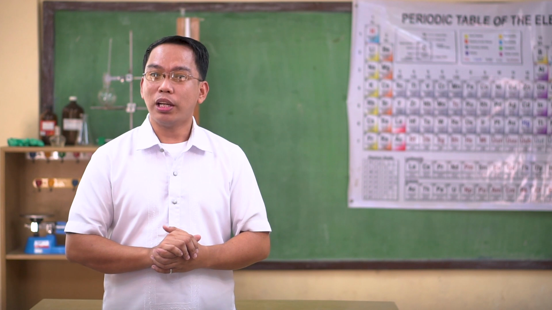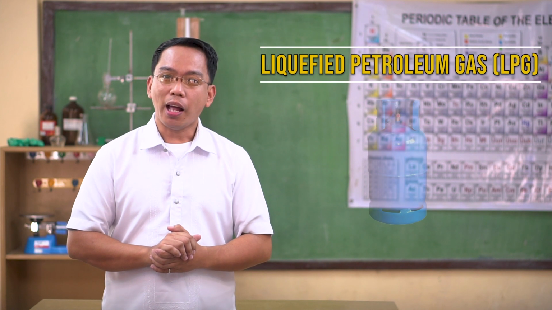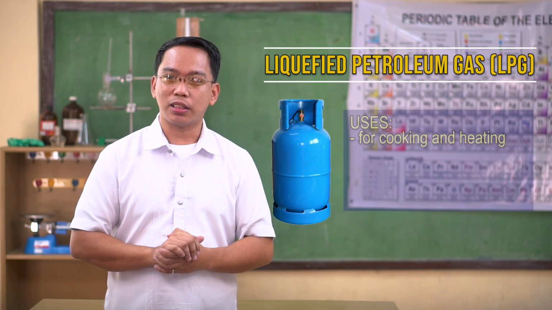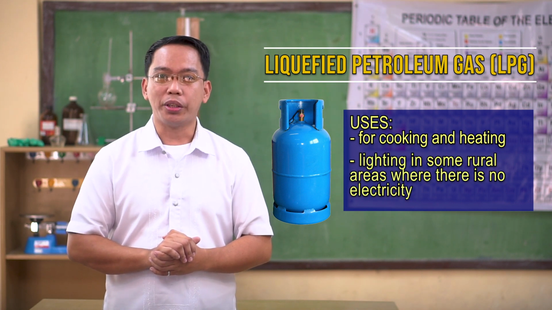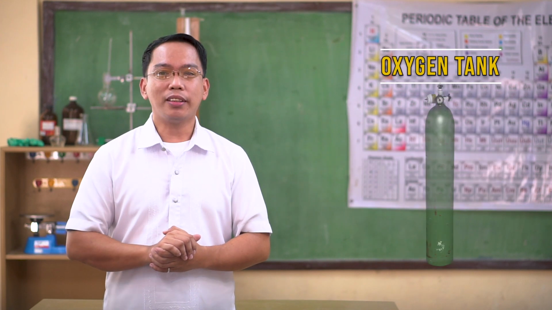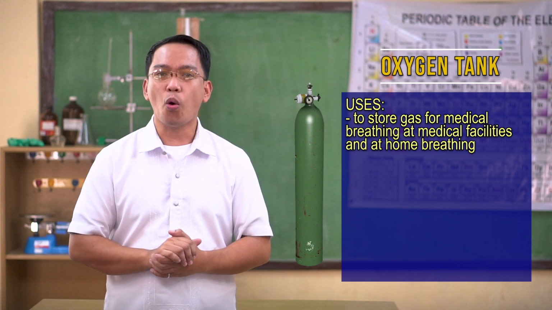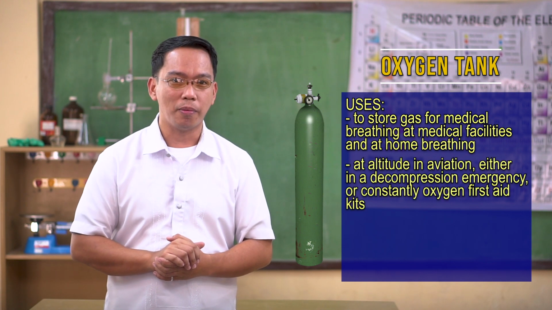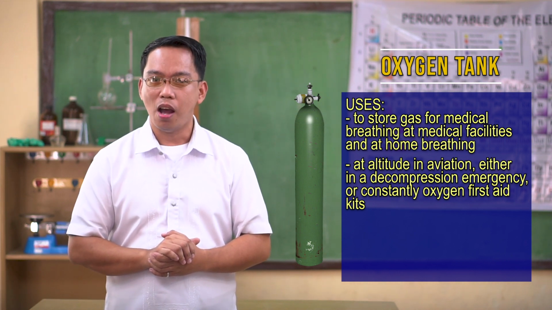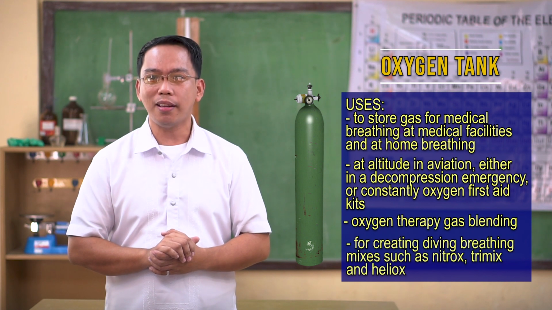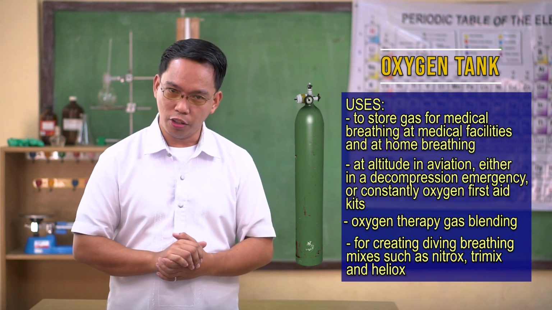Real-life applications of Boyle's law include liquefied petroleum gas and oxygen tanks. LPG is useful in immediate needs such as cooking and heating, or even lighting in some rural areas where there is no electricity. Oxygen tanks are used to store gas for medical breathing at medical facilities and at home, for breathing at altitude in aviation, either in a decompression emergency or as constantly available oxygen first aid kits, for oxygen therapy, and for gas blending for creating diving breathing mixes such as nitrox, trimix, and heliox.